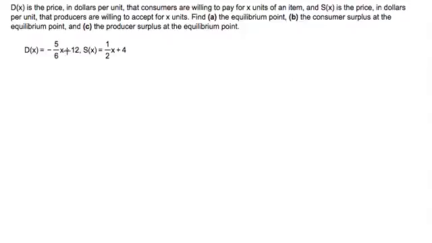In this problem, we are given a demand and a supply function, and we want to find the equilibrium point, the consumer surplus at that point, and also the producer surplus at that point. So first, let's solve for the equilibrium point. Equilibrium point is where demand and supply cross, so we're going to set those equations equal and solve.